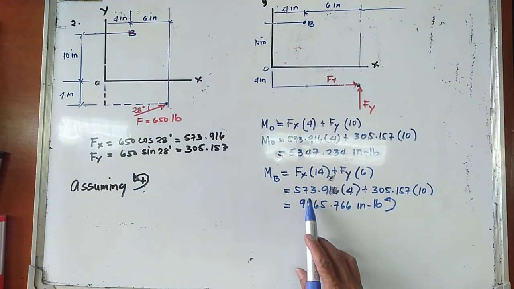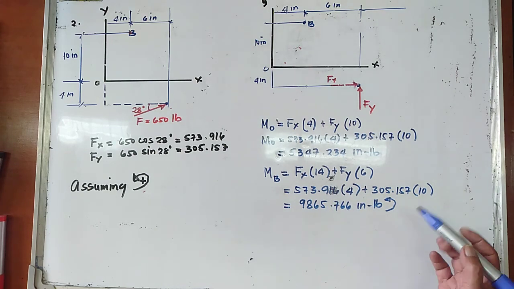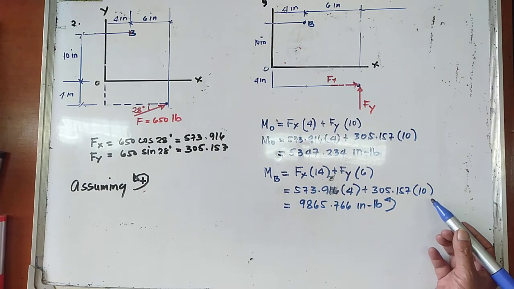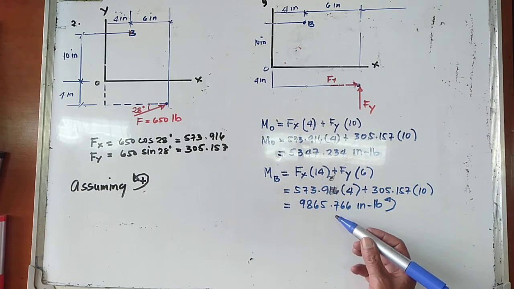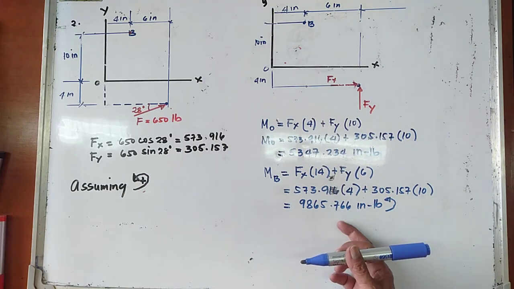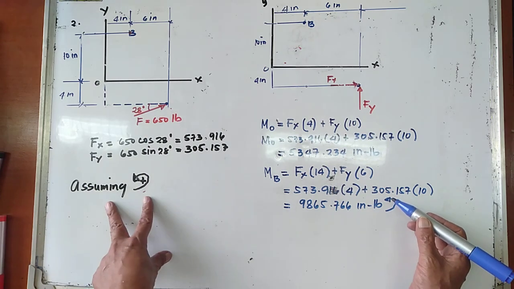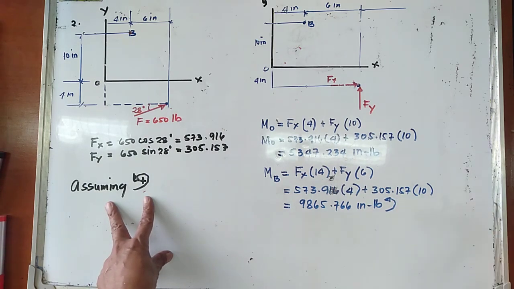So we have 573.916 by 14 plus 305.157 by 6. So we have 9865.766 pounds. So again, this is a positive value, hence this is a counterclockwise moment, since we assume counterclockwise moment as positive.